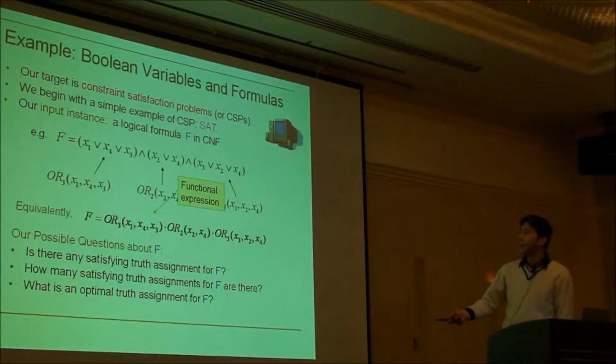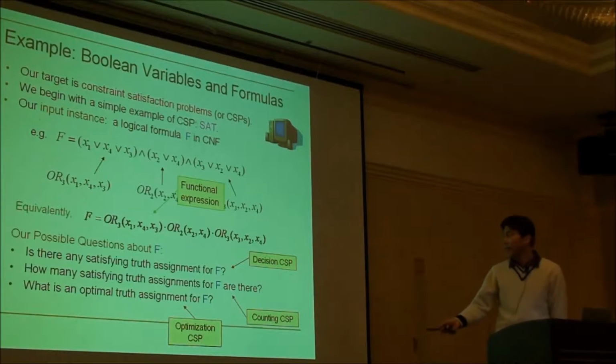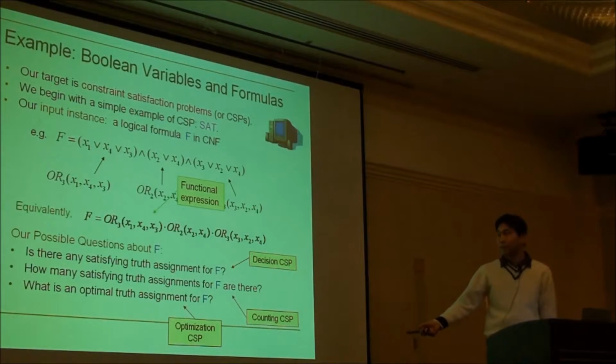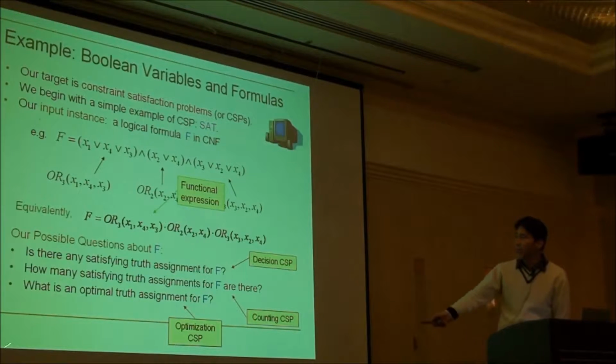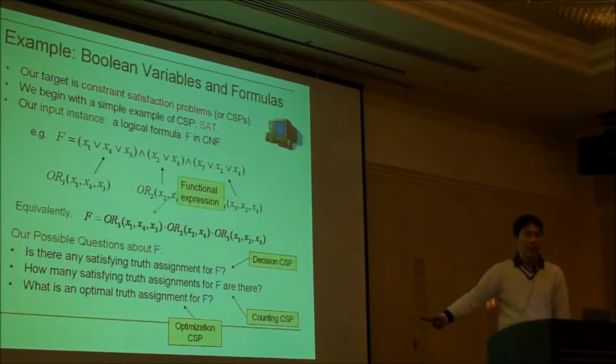And we can possibly ask many different questions. For example, whether there is a satisfying truth assignment that satisfies this particular formula; this is the decision version of the CSP. If you simply ask how many of those truth assignments there are, that's the counting CSP. And the third one, which is our main theme here, is that we try to search for the optimal truth assignment. That is the optimization CSP.